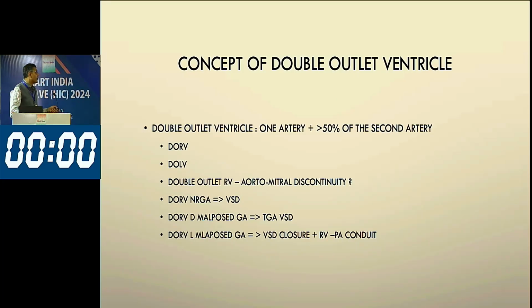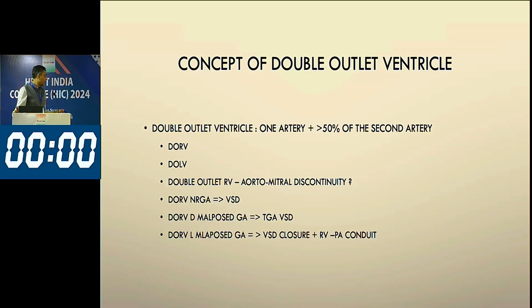Now a concept of double outlet ventricles. Double outlet ventricle is one artery plus more than 50% of the other artery. So if any vessel originates more than 50%, say 51% from the right ventricle and 49% from the left, but the other vessel is completely on the right side, then it becomes double outlet of the right ventricle. So we can have double outlet right ventricle, and sometimes double outlet left ventricle.